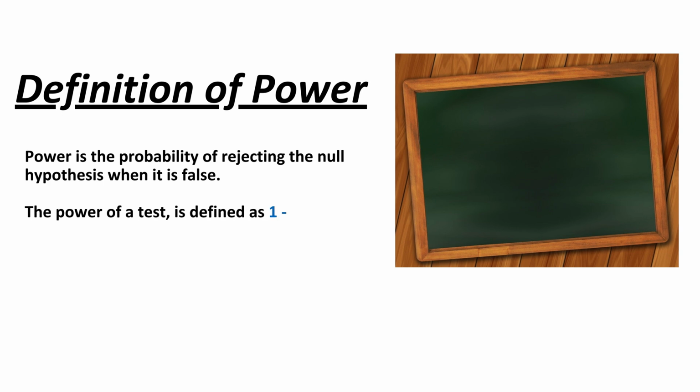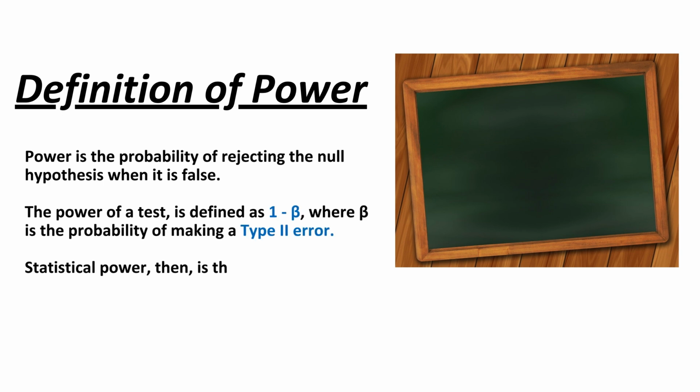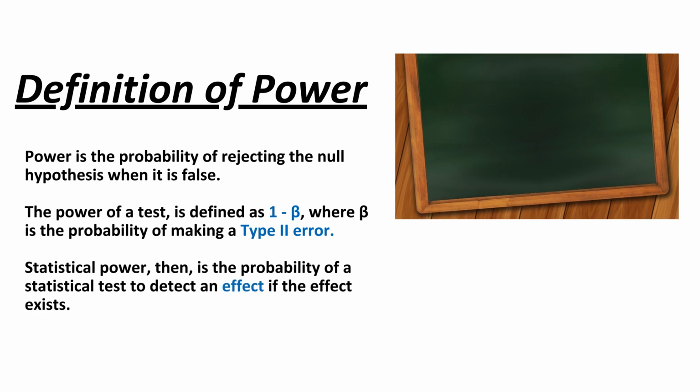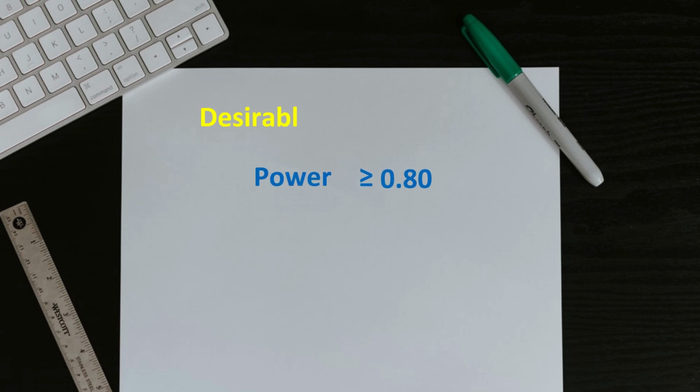Power, in statistical terms, refers to the probability of rejecting a null hypothesis when it is false. In other words, it measures the ability of a statistical test to detect an effect, if the effect truly exists. The relationship between power and beta is inverse and complementary. As the power of a test increases, the probability of making a type 2 error, beta, decreases, and vice versa.